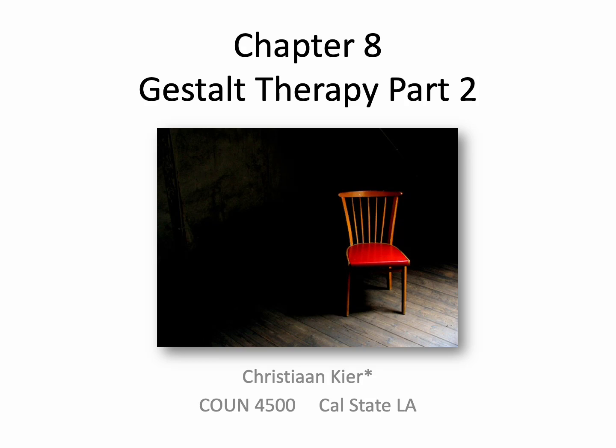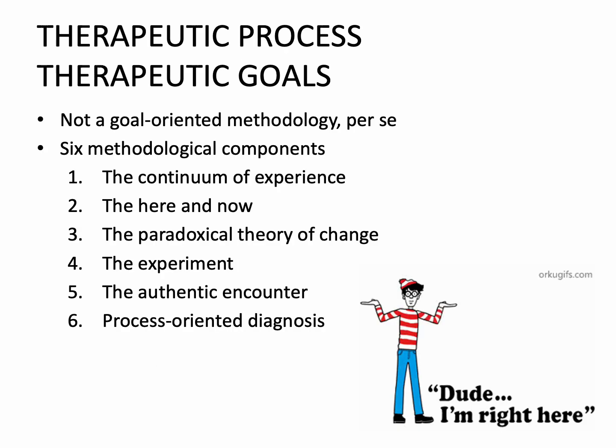All right, this is Chapter 8, Gestalt Therapy Part 2 for Counseling 4500. All right, the therapeutic process and therapeutic goals, not a goal-oriented methodology per se. There are 6 methodological components, though. Number 1 is that it is a continuum of experience. You're going to keep on experiencing what's going on. We're talking about the here and now.